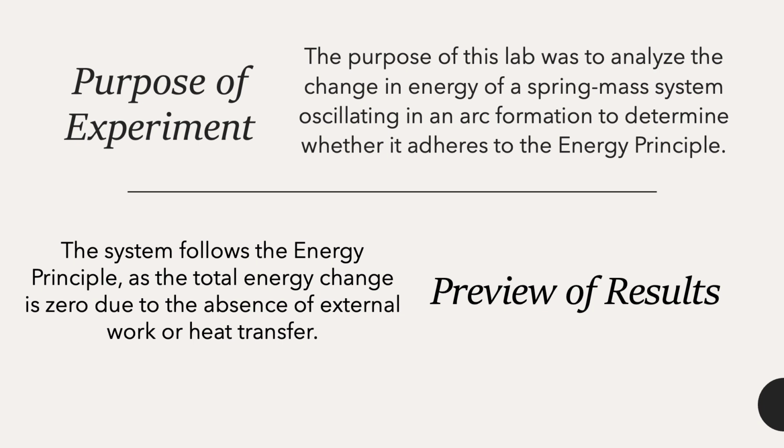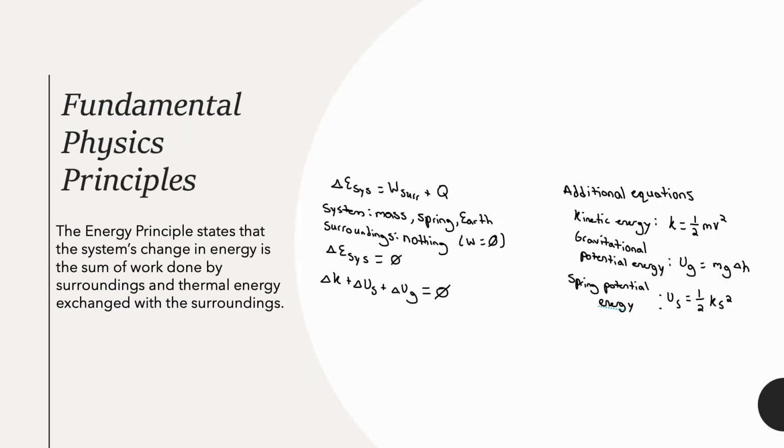work or heat transfer. The energy principle states that the system's change in energy is equivalent to the work done by the surroundings added to the thermal energy exchanged with the surroundings. In this experiment, the system is the mass, the spring, and the earth, and the surroundings is nothing, meaning that the change in energy of the system should be equal to zero. Additional equations that we will use are the equation for kinetic energy, gravitational potential energy, and spring potential energy.